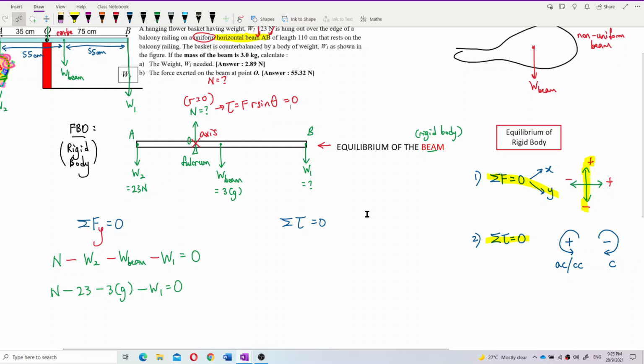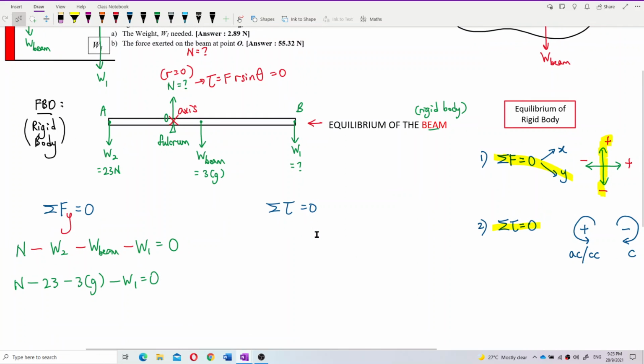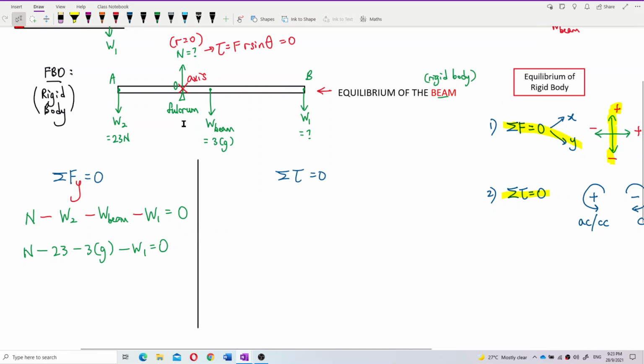Don't understand? Let's see how I solve it. If you don't understand now, never mind. You can understand later. I will show you. All right, now let us do it. First of all, look at W2.